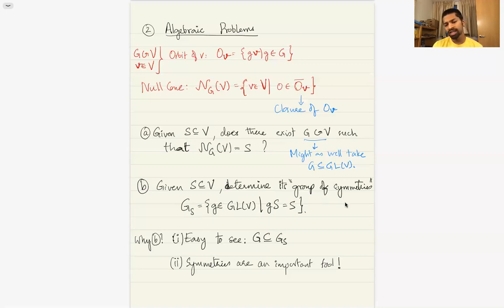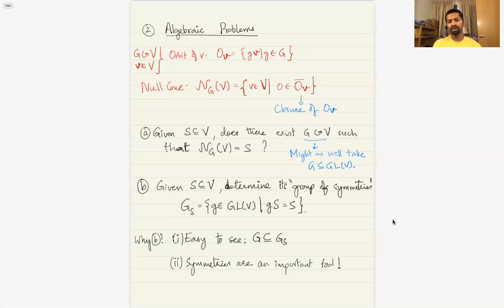Now, why are we so interested in this group of symmetries? So the first thing is, it might not be immediately clear to you if you've seen these definitions for the first time, but it's not that hard to see that whatever hypothetical group that you might hope for in this first problem A would have to be a subgroup of the group of symmetries.